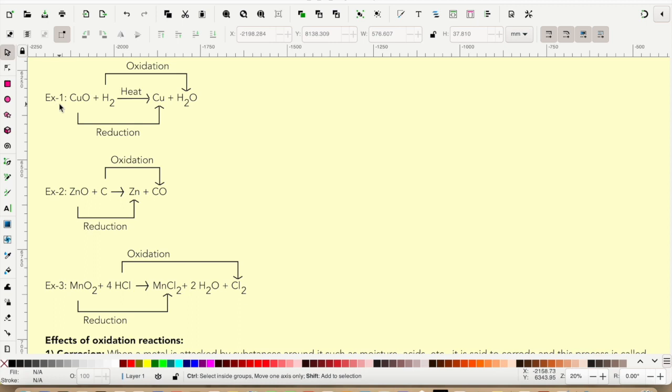In the first reaction, a mixture of copper oxide and hydrogen is heated to make copper and water. Here H2 is gaining oxygen to make H2O, so it is oxidized. CuO is losing oxygen to make Cu, so it is reduced. In the second example, zinc oxide reacts with carbon to make zinc and carbon monoxide. Here carbon is gaining oxygen, so it is oxidized. ZnO is losing oxygen to make Zn, so it is reduced.